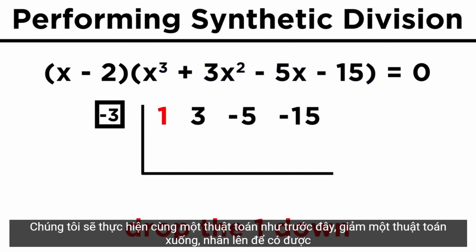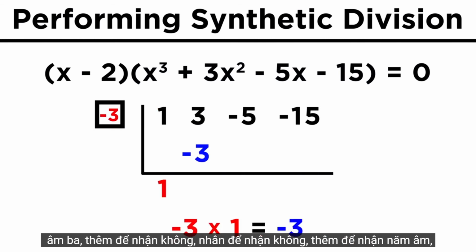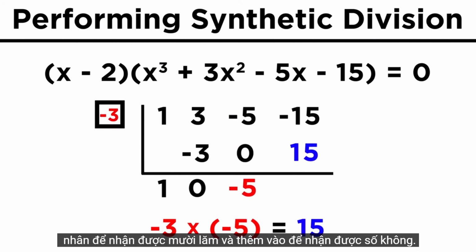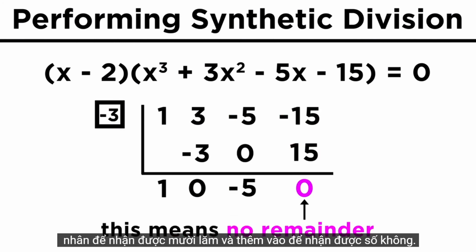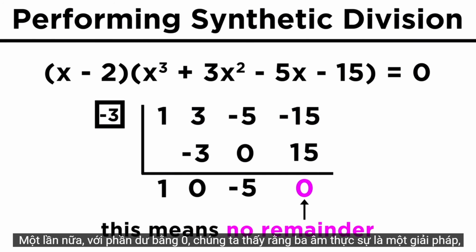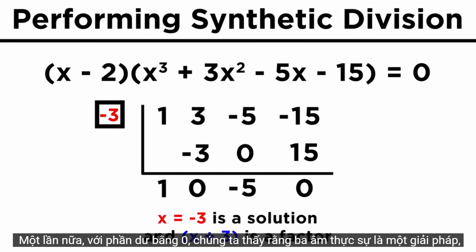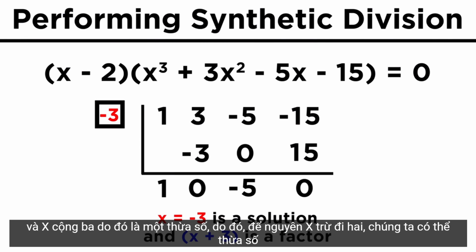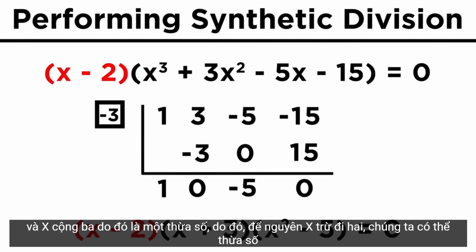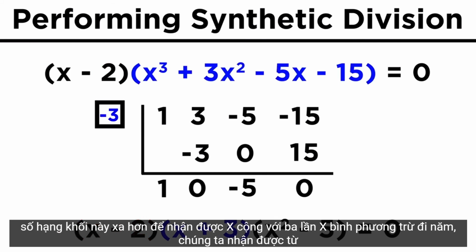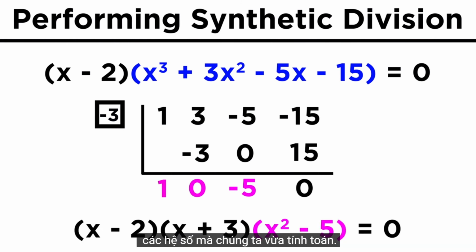We would perform the same algorithm as before, dropping the 1 down, multiplying to get negative 3, adding to get 0, multiplying to get 0, adding to get negative 5, multiplying to get 15, and adding to get 0. Once again, with a remainder of 0, we see that negative 3 is indeed a solution, and x plus 3 is therefore a factor. So leaving the x minus 2 as it is, we can factor this cubic term further to get x plus 3 times x squared minus 5, which we get from the coefficients we just calculated.